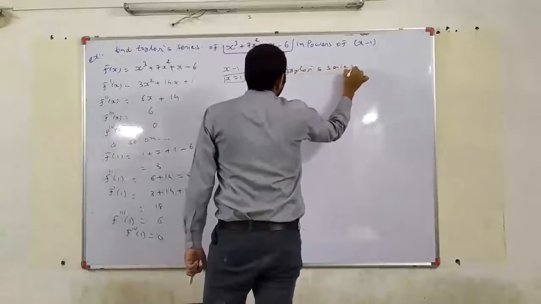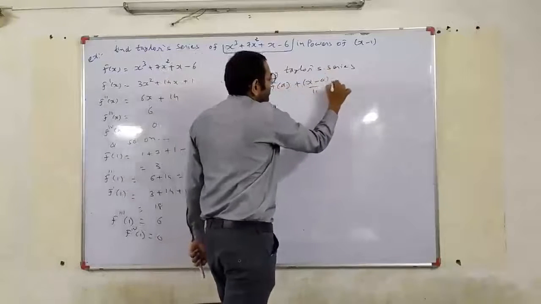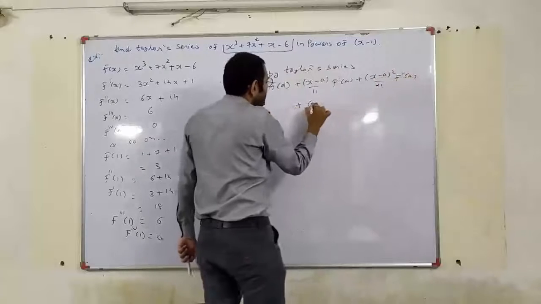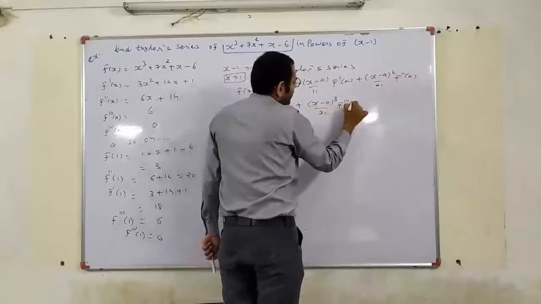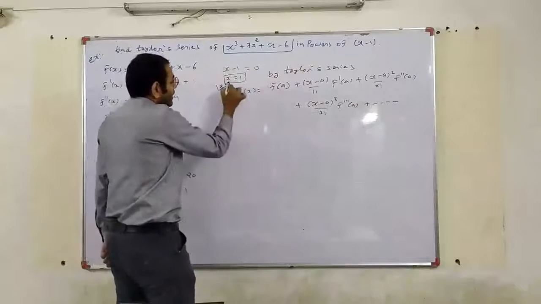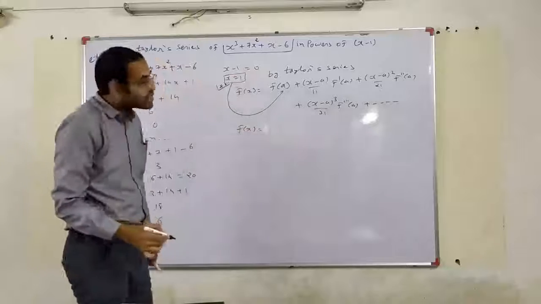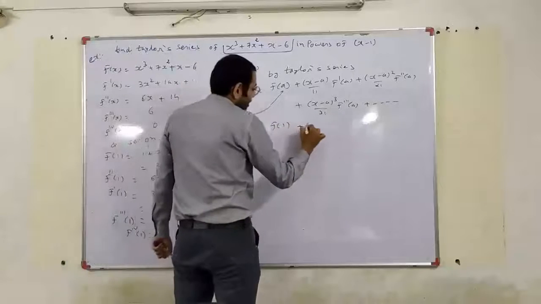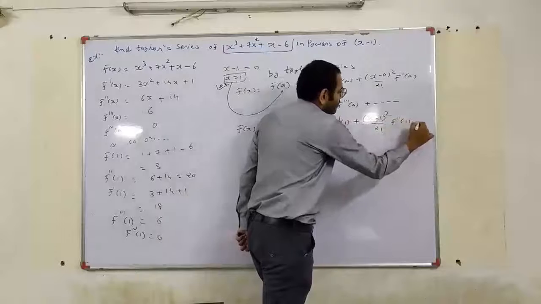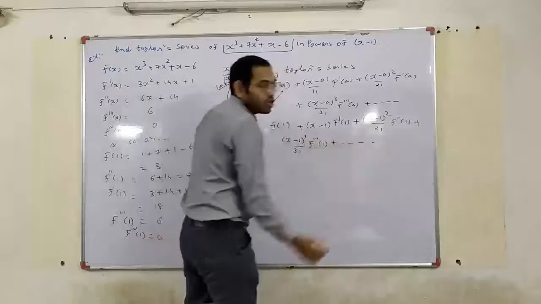By Taylor series, actually our Taylor series is f of x equal to f of a plus x minus a by 1 factorial, f dash of a plus x minus a whole square by 2 factorial, f double dash of a plus x minus a raised to 3 by 3 factorial, f triple dash of a, and so on. Here our position is 1, that is not a value of x, but a position. Then our Taylor series becomes f of 1 plus x minus 1 f dash of 1 plus x minus 1 whole square by 2 factorial f double dash of 1 plus x minus 1 raised to 3 by 3 factorial f triple dash of 1, and so on.